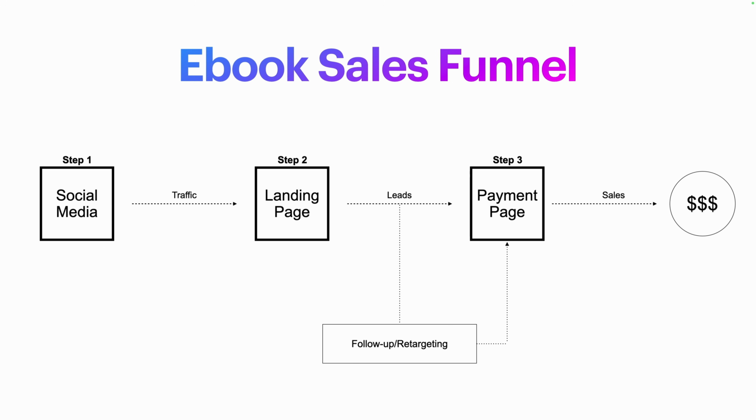Since I'm just trying to sell a low ticket ebook, we are going to be working with a simple three-step funnel where we'll use social media to create awareness and get traffic, then a landing page to build desire and get leads, and then a payment page to get sales. You will also need a way to follow up and convert abandoned transactions. Let me try to explain what we actually want to do here.